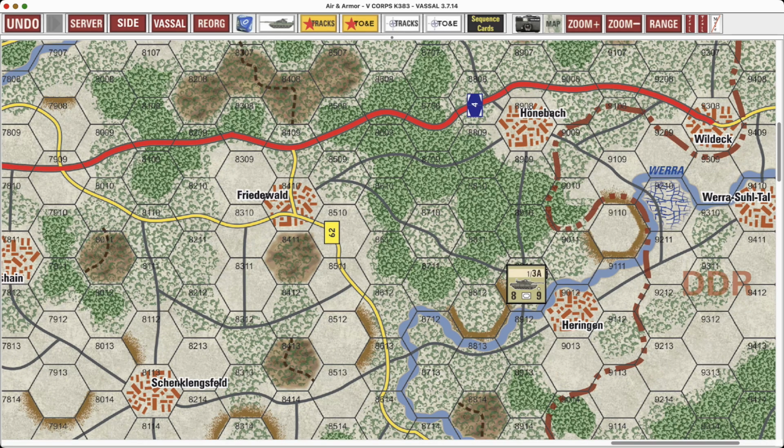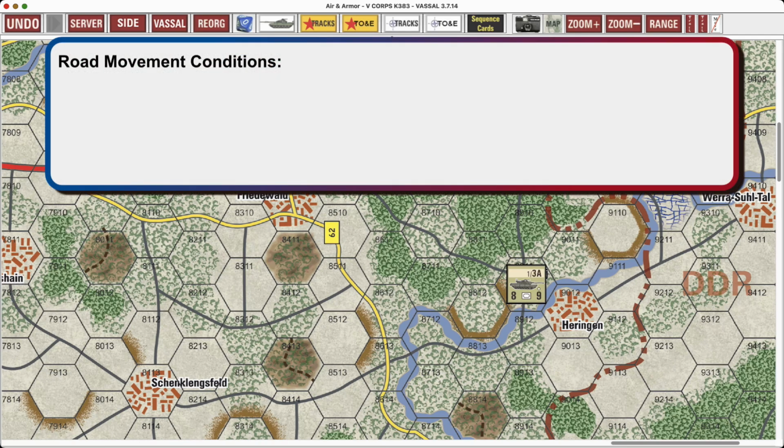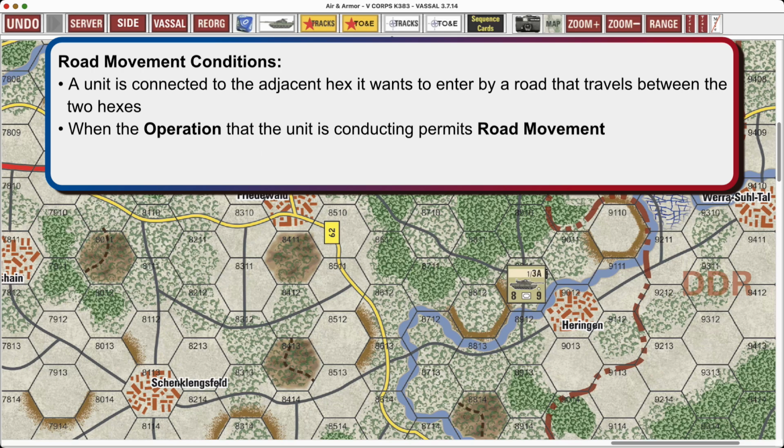Let's begin with the distinction between road movement and tactical movement. Road movement occurs when both of two conditions apply. The first condition is that the unit is connected to the adjacent hex that it wishes to enter by a road that travels between the two hexes, and the second is that the operation the unit is conducting permits road movement. Unless both of these two conditions apply, the movement will be tactical movement.